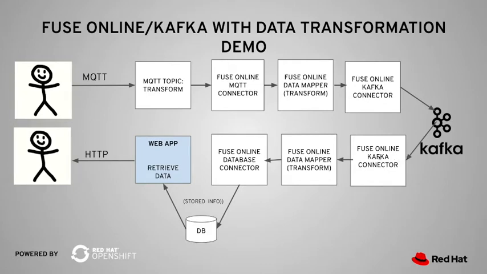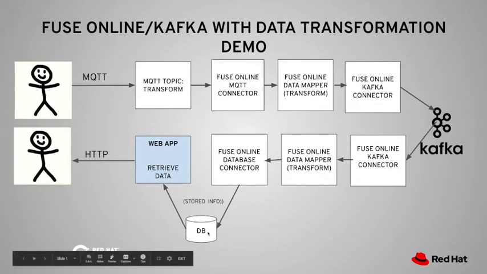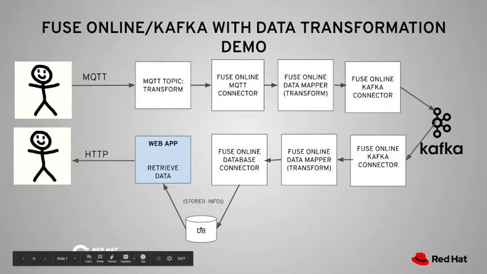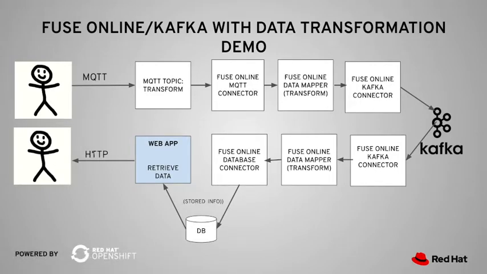And then I'm going to use the Kafka connector again to retrieve that information from Kafka, put it through some transformation and persist that in a relational database. And then I build and deploy the web application which retrieves the information from the relational database and shows it to the user. The user can search for the information using the web interface.